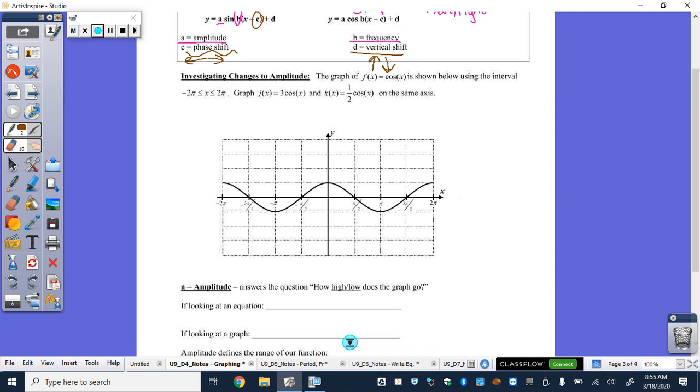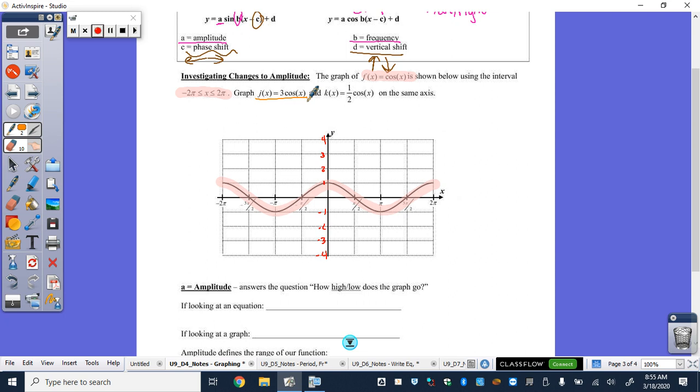So here, I have the graph of f of x equals cosine x graphed over the interval of negative 2 pi to positive 2 pi. So looking at that curve there, because this is just the normal cosine graph, that tells me that this is 1, 2, 3, 4. This would be negative 1, negative 2, negative 3, negative 4. I got my key points listed along my x-axis. So what they want me to do is they want me to now graph this one, j of x equals 3 cosine of x.